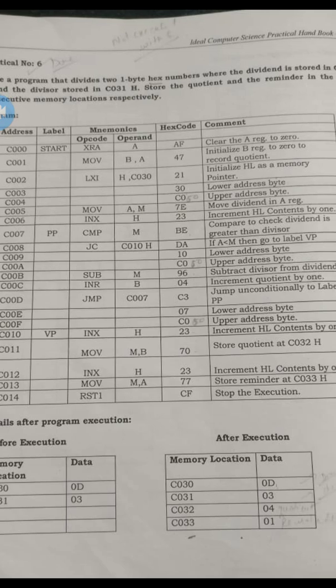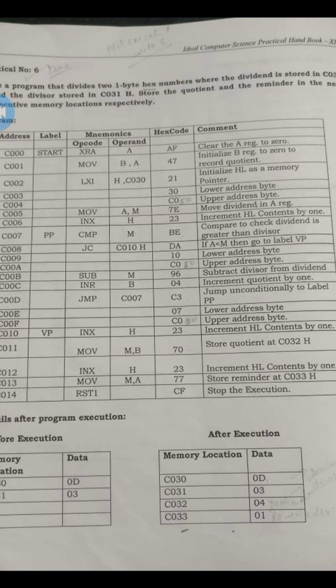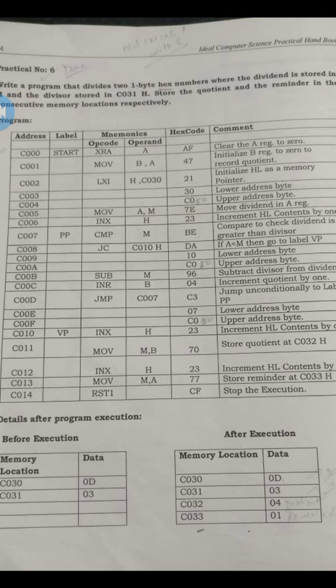Now next instruction is VP and INX. You know why? What is VP? We used this label when we jumped from address 6008 to this location. We have to execute this part if A is less than M. It means if the dividend is less than the divisor. So now at VP, INX H. INX H means now we have to increment the HL contents by 1.